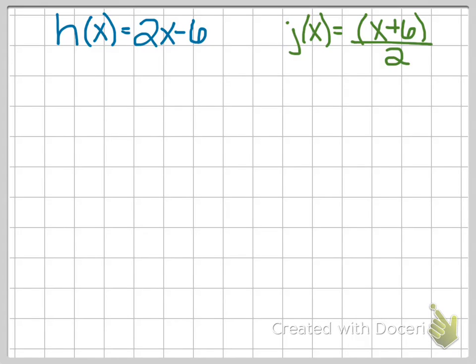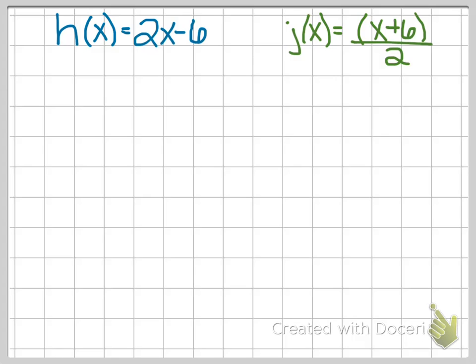In our second video, we're going to be analyzing the h function and the j function. h of x is equal to 2 times a quantity, x take away 6. And our j function, j of x, is equal to a quantity, x plus 6, divided by 2. So again, we're going to be taking a look at the composition of these functions.